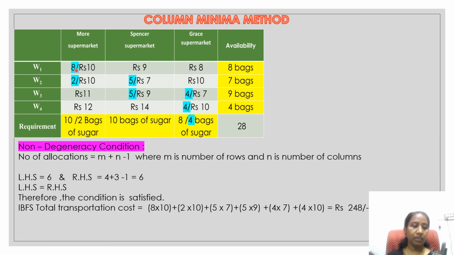I purchased 8 kilos at the place where he charges 10 rupees, so 8 into 10. Again 2 into 10, 5 into 7, 5 into 9, 4 into 7 and 4 into 10. I sum up all this to get the IBFS solution, which is 8 into 10 plus 2 into 10 plus 5 into 7 plus 5 into 9 plus 4 into 7 plus 4 into 10, which is equal to rupees 248 in total, and that is our IBFS transportation cost.